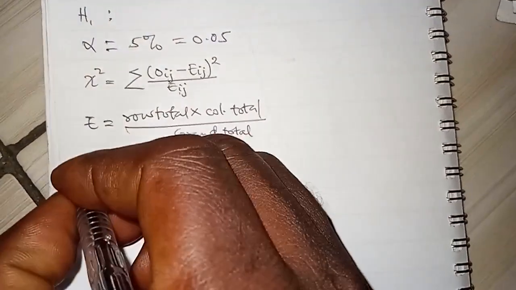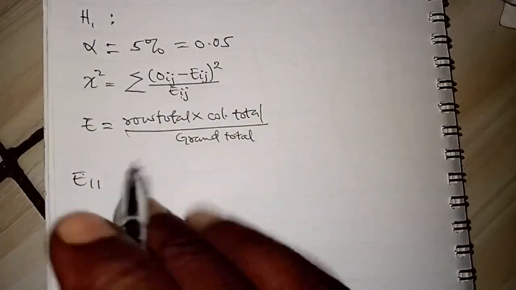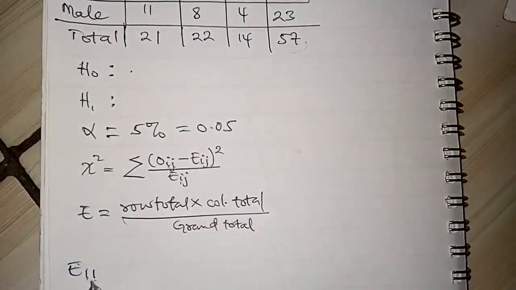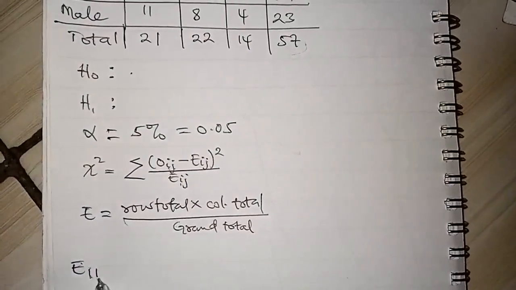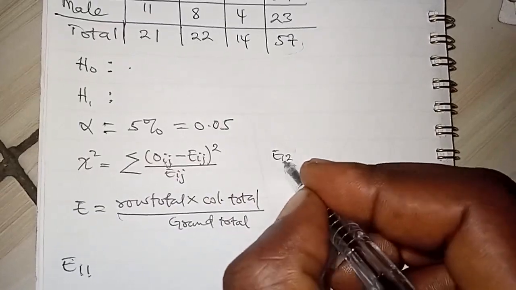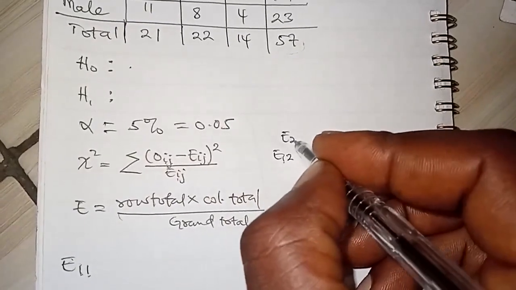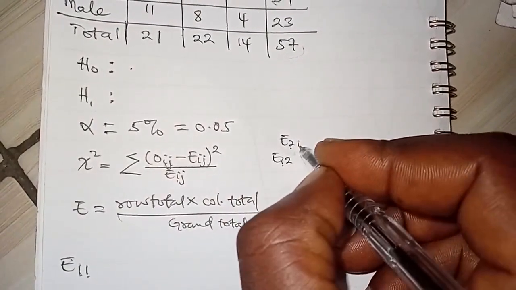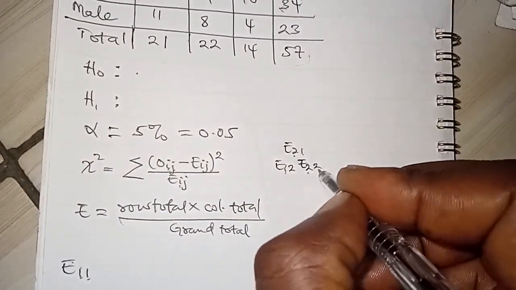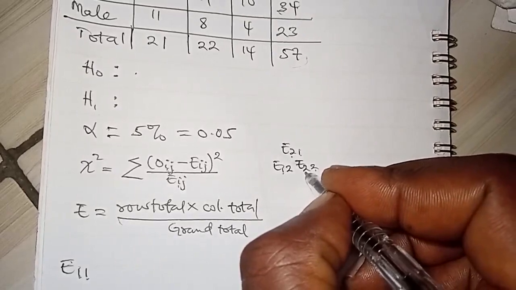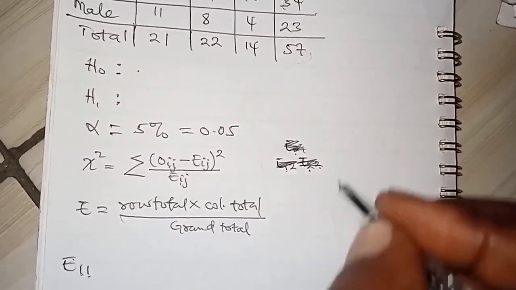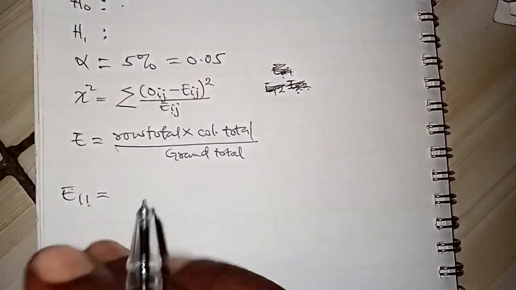So if we say E11, that is the meaning of IJ, row and column. It means 1, 1, first row, first column. If we say E12, it means first row, second column. If we say E21, it means second row, first column. If we say E22, second row, second column. So the first value there is for the row, the second one is for the column. So E11 means first row, first column.